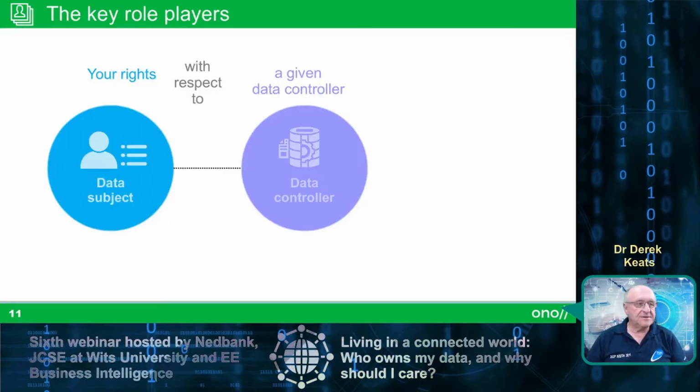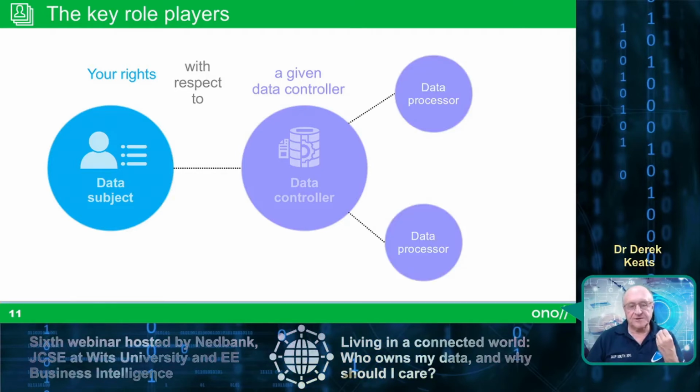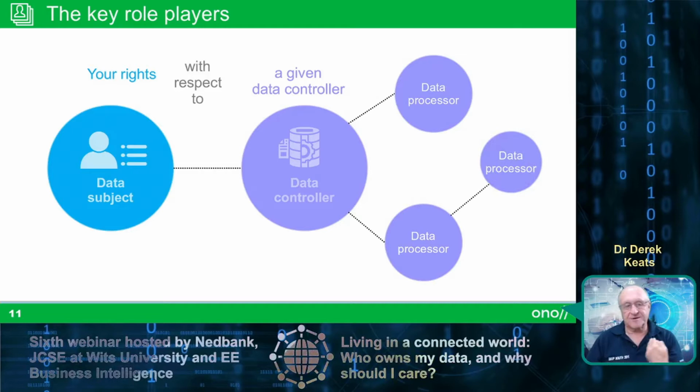So in the GDPR, there are two key role players: the data subject, so that's you, and the data controller, which is the entity who is accessing and going to do something with data. So you go open a bank account, the data controller will be the bank. If you sign up for Facebook, then Facebook will be the data controller. Your rights are defined with respect to a given data controller, and data controllers may also use data processors to further process the data, and a data processor might use another one and another one and so on. So it becomes quite complicated, which is one of the reasons why, except in exceptional cases, this is a difficult law to enforce.